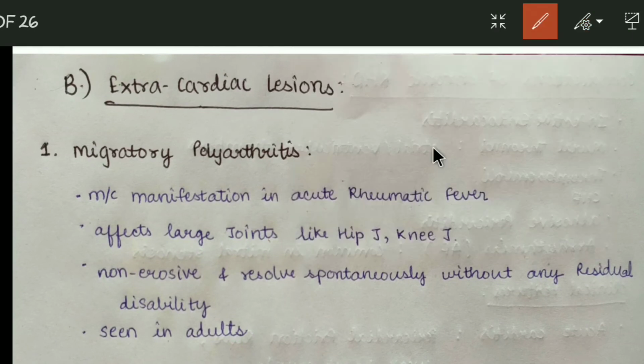Remember the Jones criteria. First, migratory polyarthritis. It is the most common manifestation in acute rheumatic fever. It affects large joints like the hip joint or knee joint. It is non-erosive and resolves spontaneously without any residual disability. They are seen in adults.